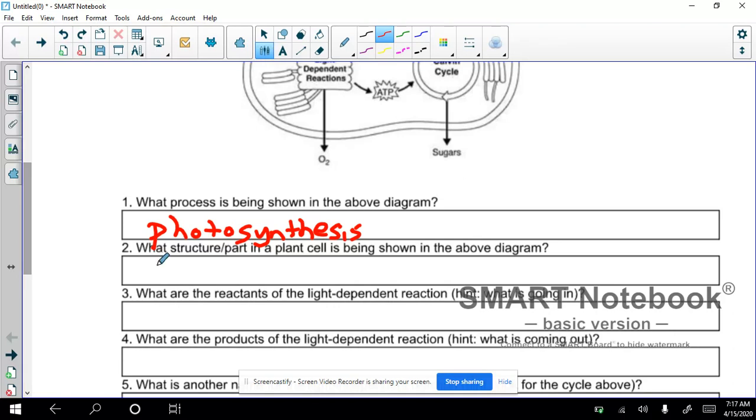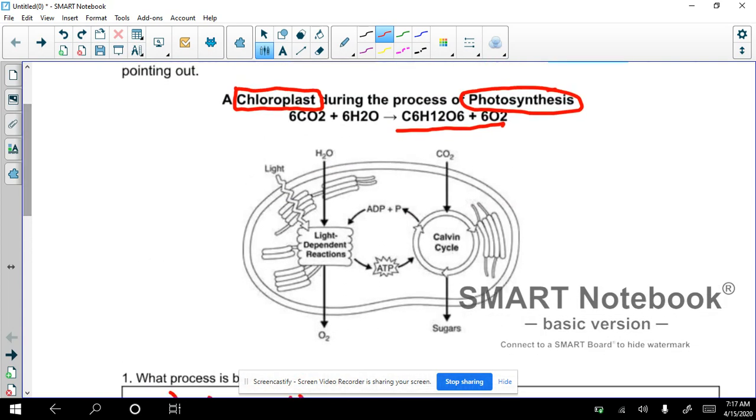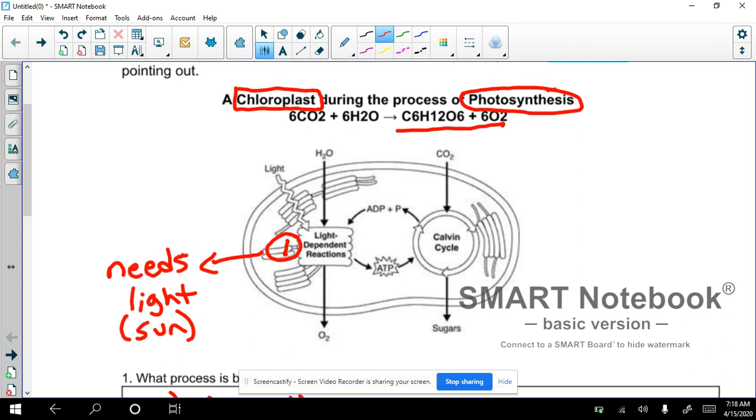That helps you answer question number two. What structure does this take part in? The chloroplast. And actually what you're seeing in this diagram is this circular structure that we're seeing is a chloroplast. Now, there are two parts to this diagram. The first part is called the light-dependent reactions. It is called dependent because this part needs or depends on light. And that light that it needs or depends on comes from our ultimate source of light, which is the sun.